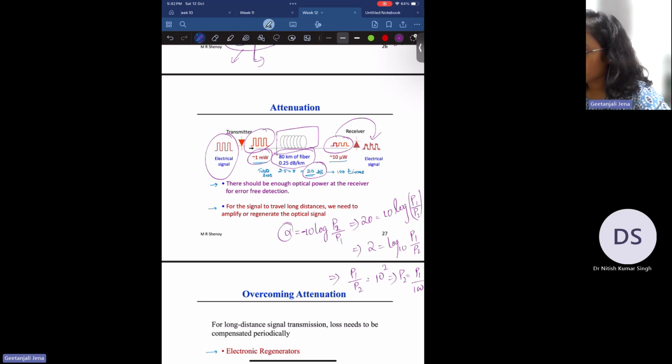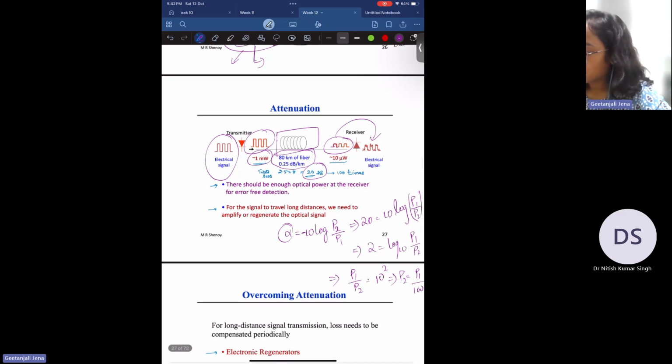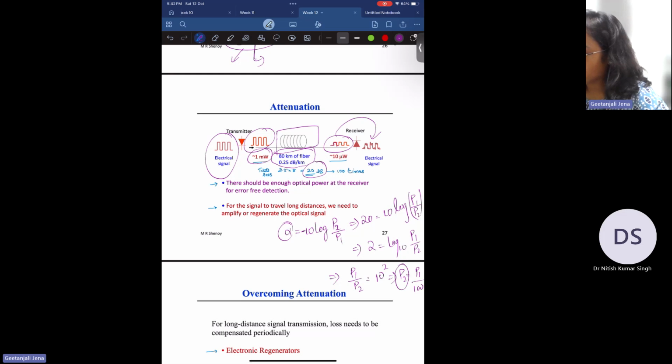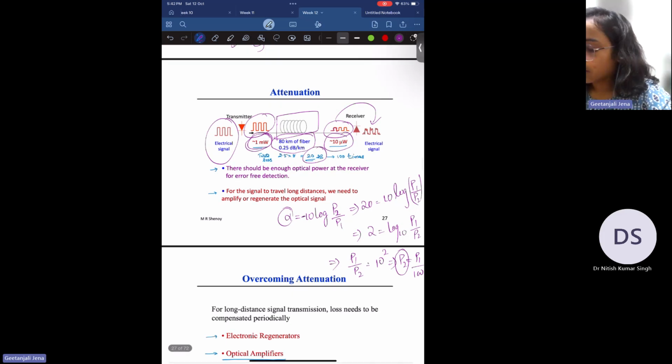So when the optical fiber has losses of 20 dB, then the power at the output will become 100 times lower than the power at the input. So that is why when you have a power of 1 milliwatt here, we'll get a power of 10 microwatt here in the output. Okay.